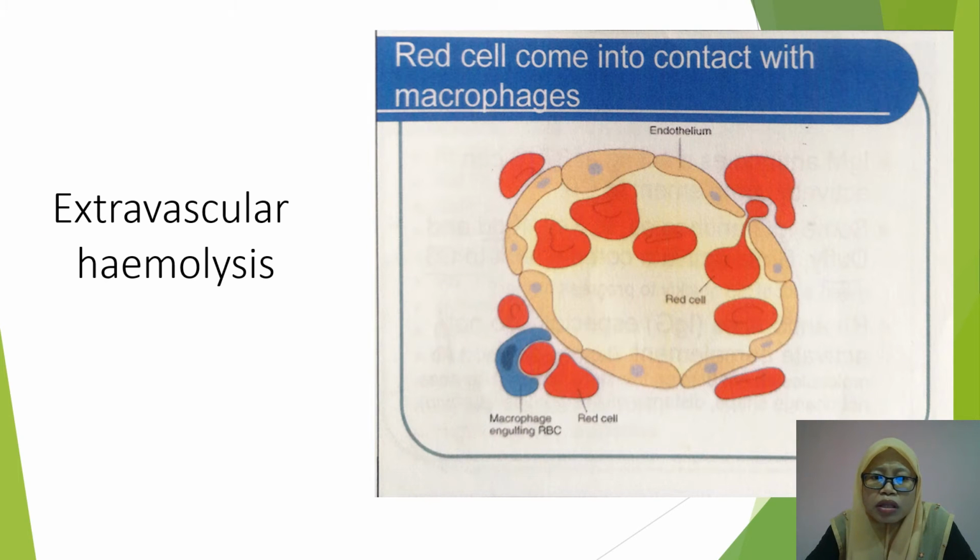For hemolysis that occurs extravascularly, this is how the red cell comes into contact with macrophages. As we all know, the macrophage contains the Fc receptor for the Fc portion of the red cell autoantibody. So when the macrophage comes into contact with the red cell, the macrophage will start to engulf and eventually phagocytize the red cell.